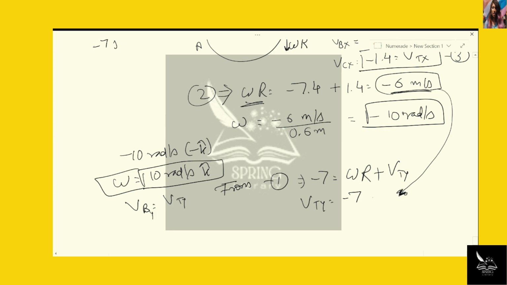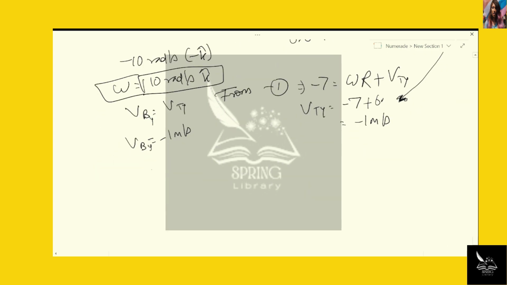So minus omega r will become plus. So it's plus 6. So the answer will be minus 1 meters per second. So our final velocity y component of B is minus 1 meters per second. And the overall velocity of B can now be written as minus 7.4 meters per second in x, then minus 1 meters per second in y.